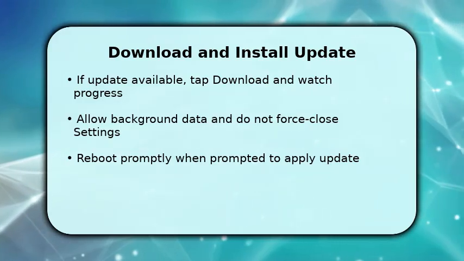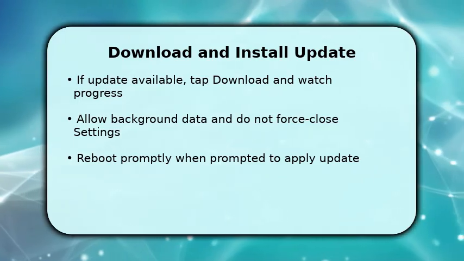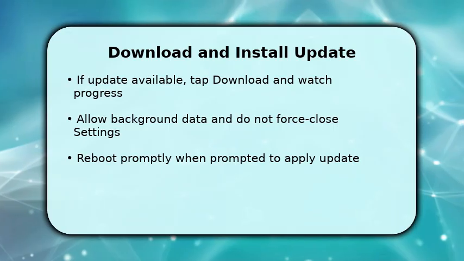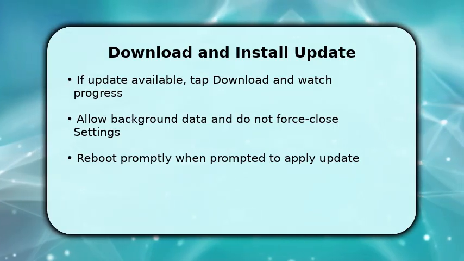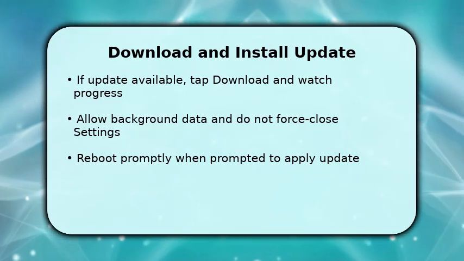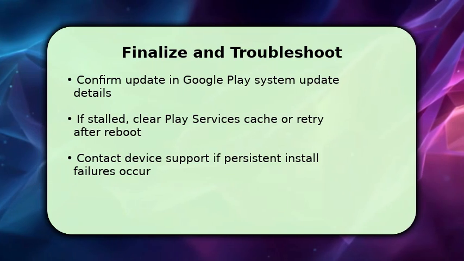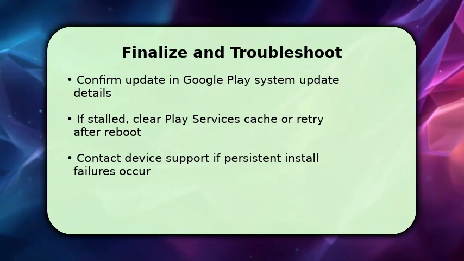When download completes, choose Install and accept any prompts. The system will schedule a reboot. Make sure you reboot promptly when prompted, so the Play System components can be applied at boot, where the update finalizes. After the device restarts, return to Google Play System Update to confirm the new version is listed.